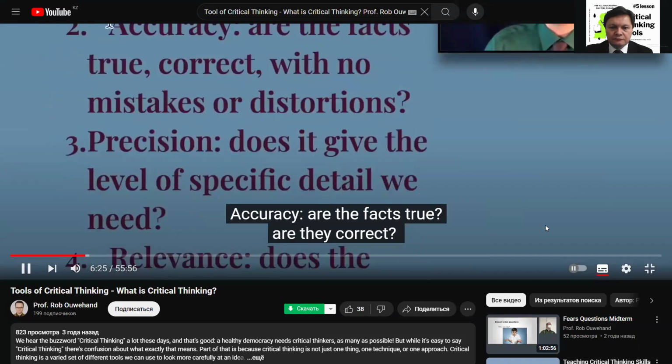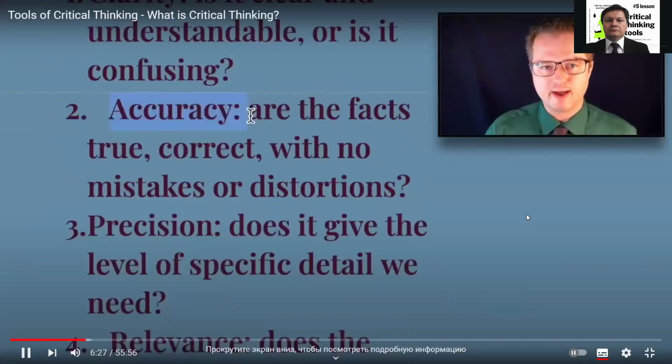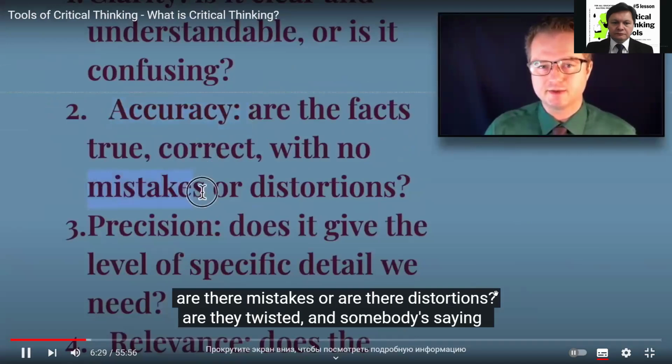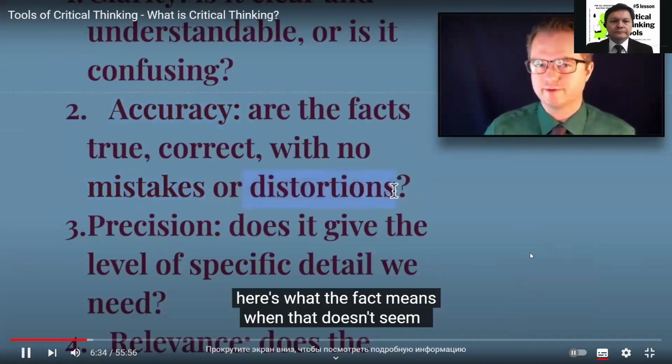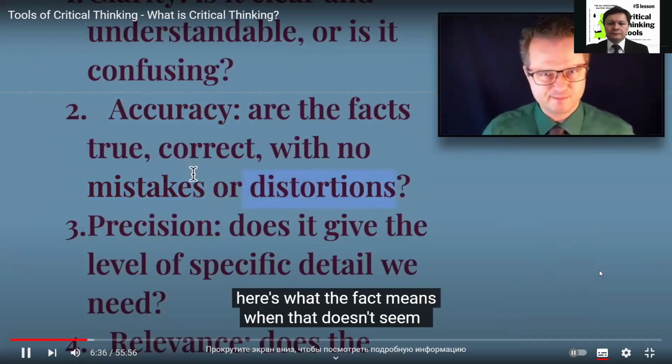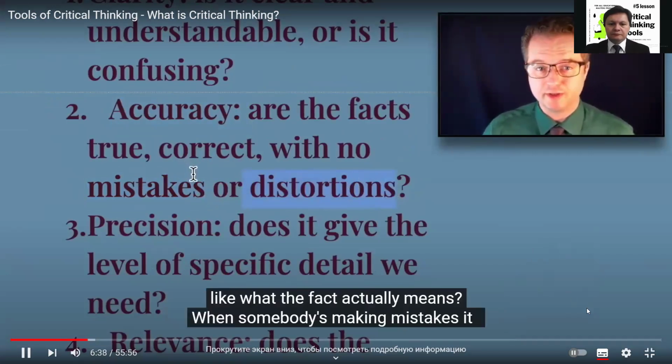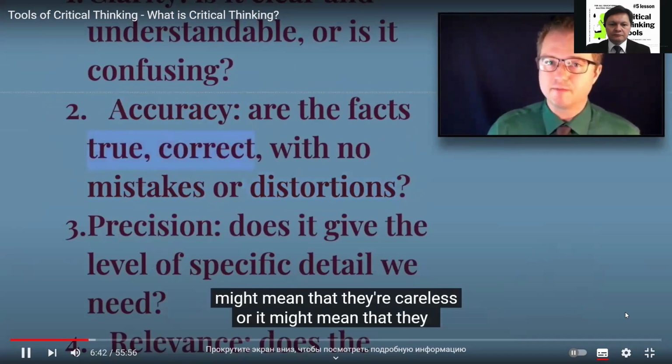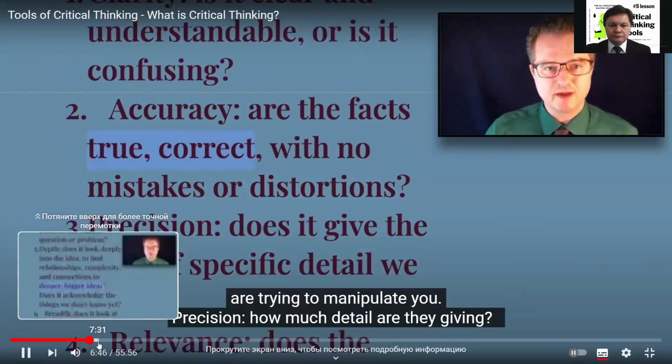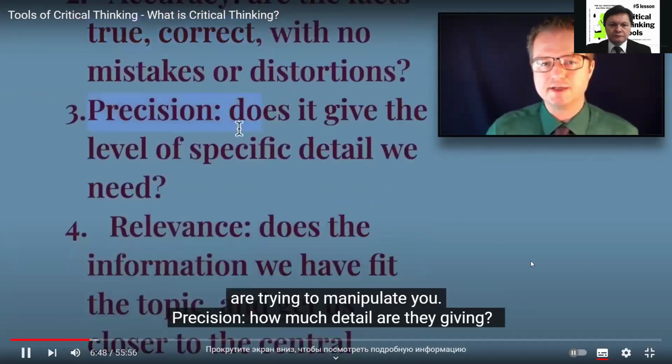Accuracy. Are the facts true? Are they correct? Are there mistakes or are there distortions? Are they twisted? And somebody's saying, here's what the fact means, when that doesn't seem like what the fact actually means. Okay. When somebody's making mistakes, it might mean that they're careless, or it might mean that they are trying to manipulate you. Precision. How much detail are they giving?